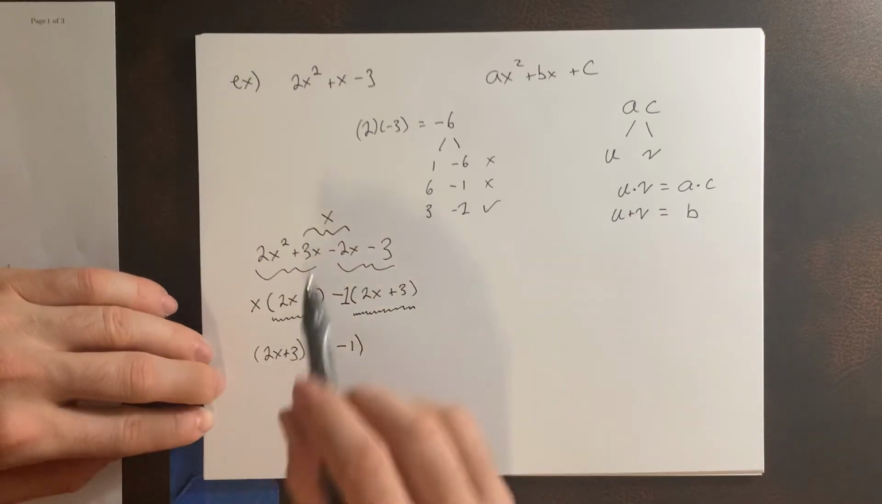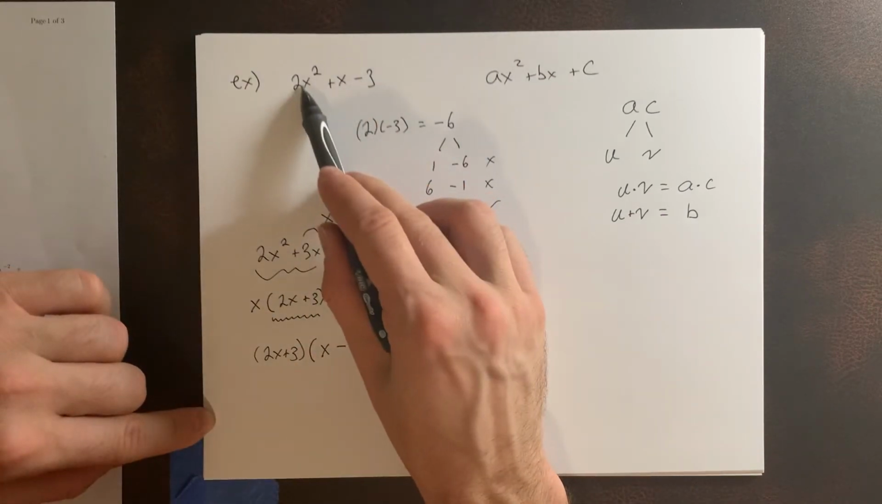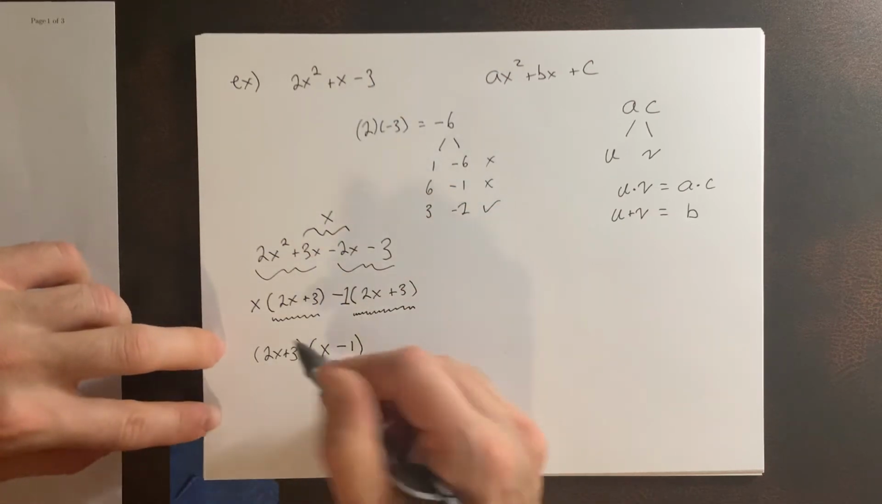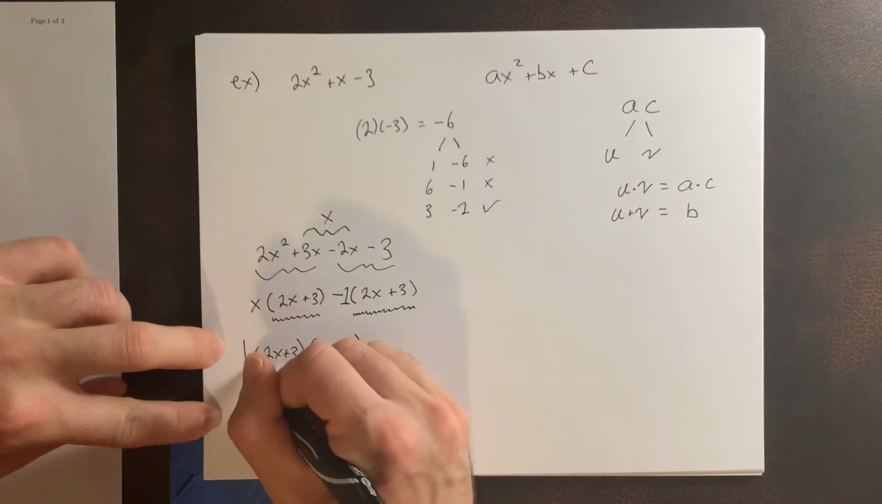Okay, and now we're done. So we factored our original piece, 2x squared plus x minus 3, into this: 2x plus 3 times x minus 1.